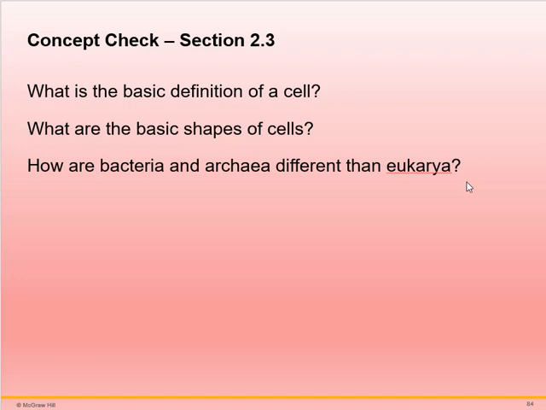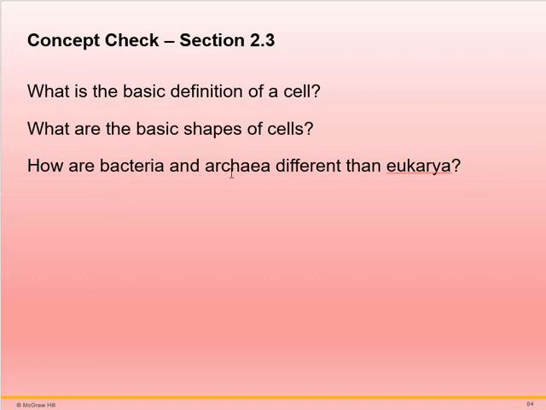Okay, so if you took a few minutes and you paused the video so that you could answer these questions, the basic definition of a cell is that it is the basic unit of structure and function of life. And the cell shapes, they can be round, polygonal, cuboidal, cylindrical. So those are some of the basic shapes of cells.